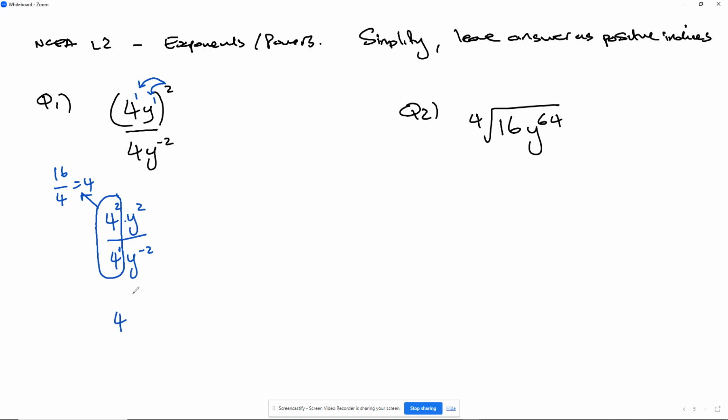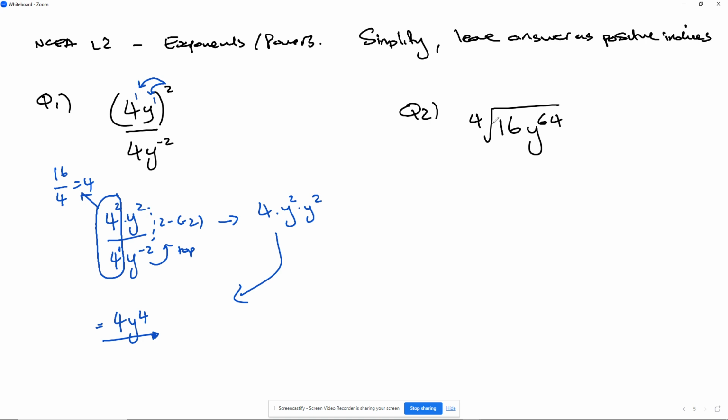So what will I count to? 4. And then 2 minus negative 2 is 2 plus 2, which is 4. It will be y to the power of 4. And it'll be 4y to the power of 4. Done. The other option is I could have, from this step over here, got that to become y squared, and then move this to the top, making it positive, which would inevitably become y squared times y squared, which is 2 plus 2, which is 4.